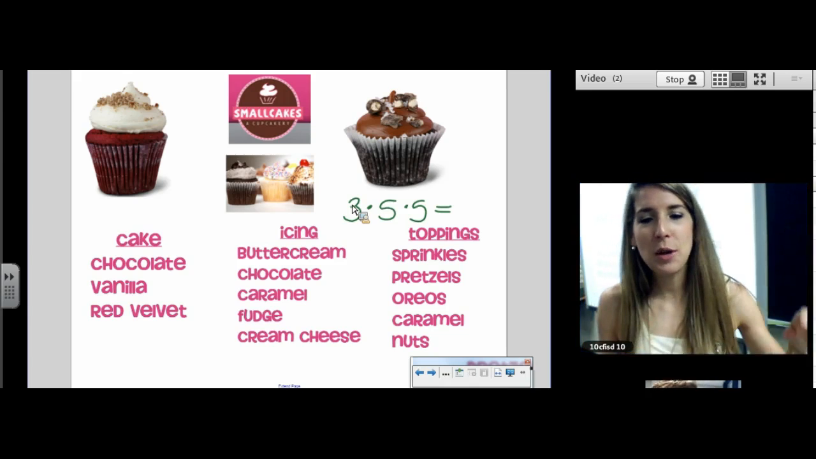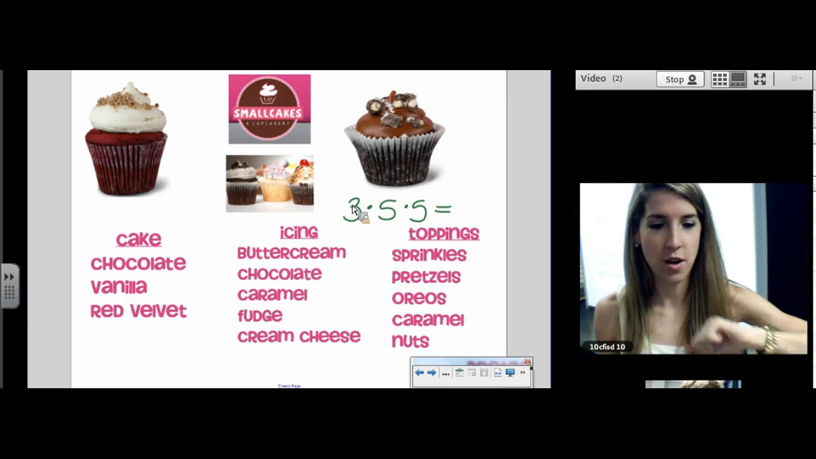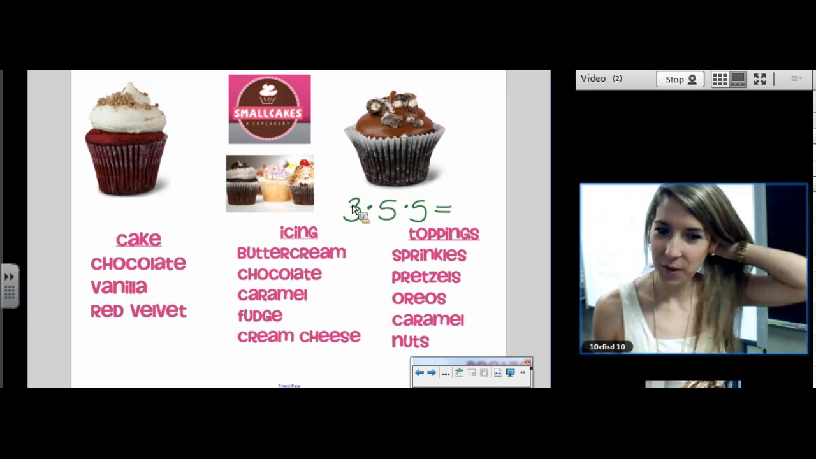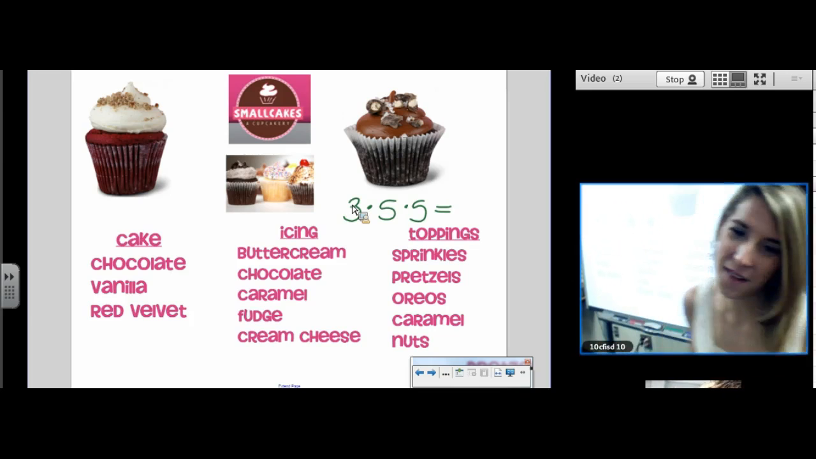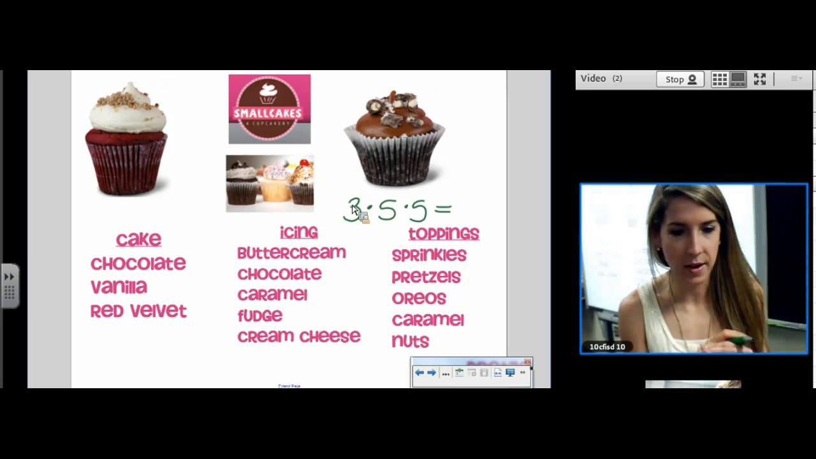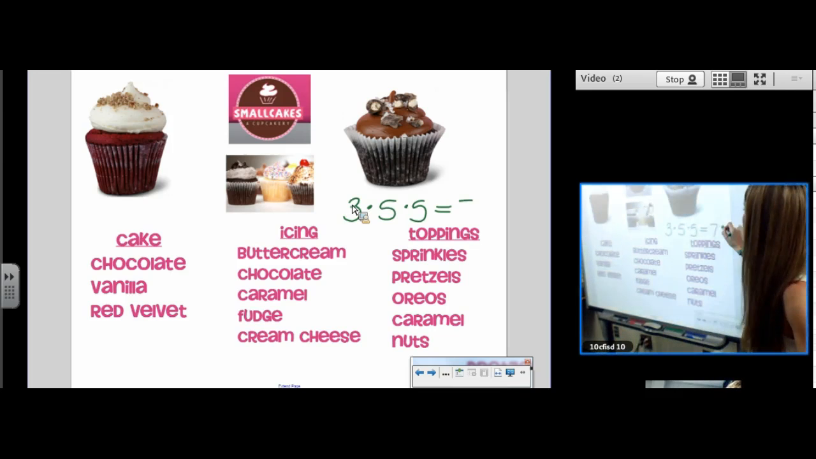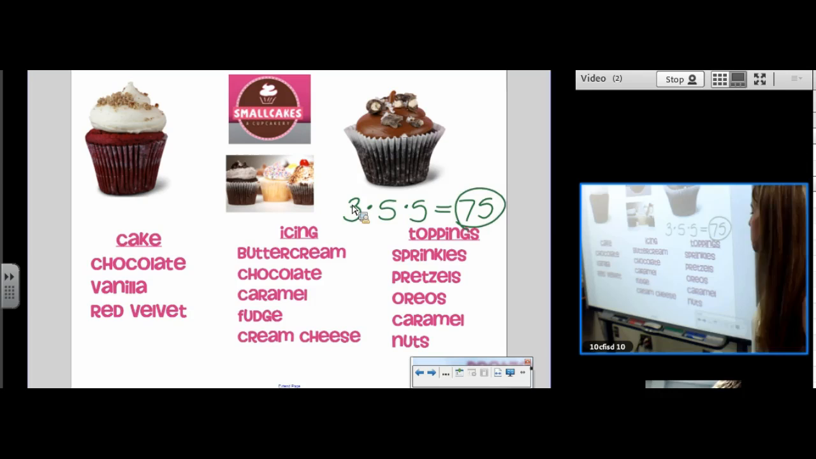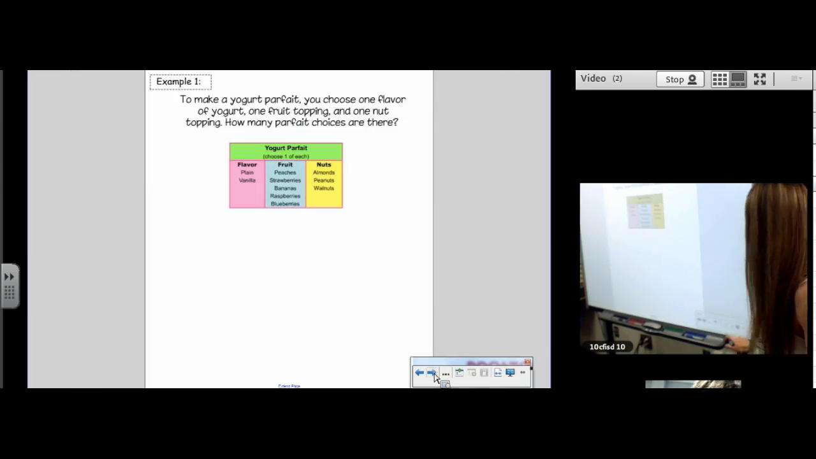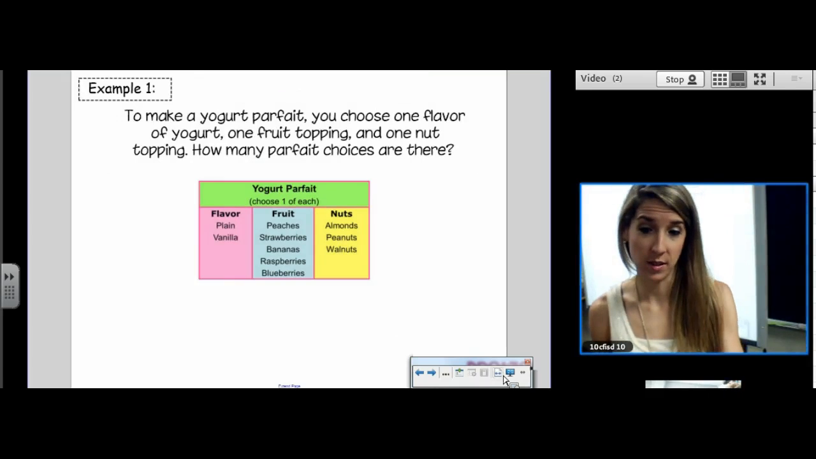Now, if you could put 3 different toppings on it, that would change it entirely, and we're not going to go there today. So, oh, Anna wants to go there for her meetup. Anyways, so how many combinations would there be? What's the answer to this one? 75. Very good. 75 different combos of cupcakes. So, like I said, that was the fundamental counting principle.